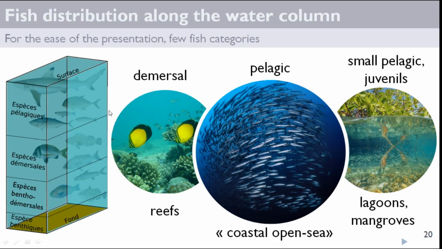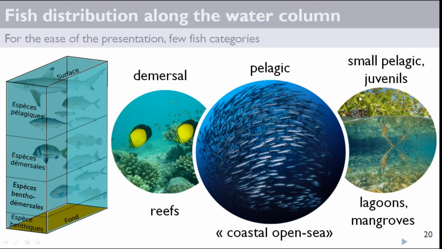The second category will be the demersal fish. So it's all the fish living in the reef, for example. These fish can also evolve in all the column of water, but they stay very attached to the substrate, here the reef. So you can find all the breams, all the groupers, all the colored fish on the reef, the surgeonfish, triggerfish, etc., etc.